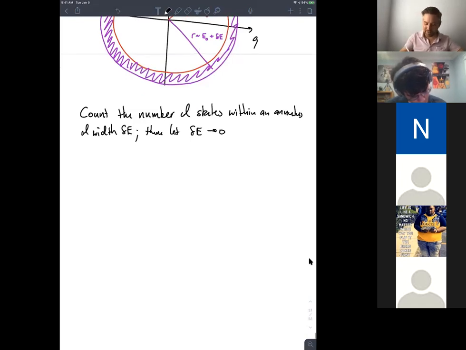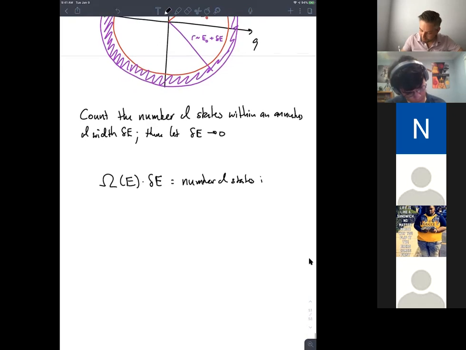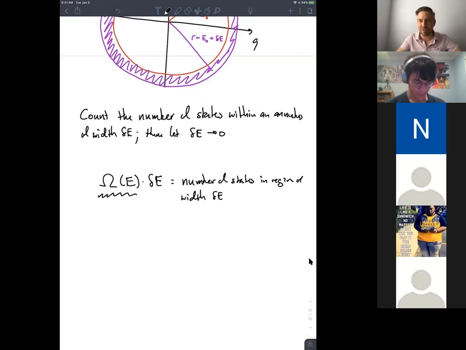Okay, so I'm going to define a quantity. I'm going to call this quantity capital omega, which is a function of energy. Let's say I multiply this by this infinitesimal width. So this is equal to the number of states in a region of width delta E. This is my definition of omega. Omega times delta E is the number of states within this region.